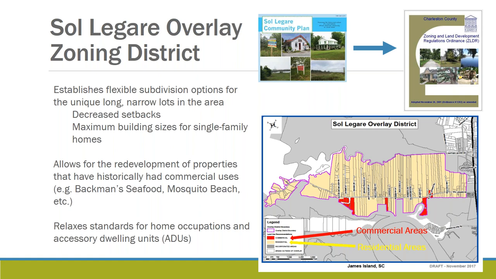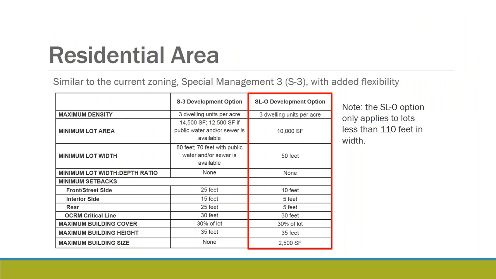And we also relaxed the standards for home occupations and accessory dwelling units. We knew that many of the residents already had home businesses and that they'd like to continue to do that or have the opportunity to do them in the future. And we also knew that there was an interest in having accessory dwelling units for family members. And historically, multiple homes had been built on lots, so we increased the maximum building size for accessory dwelling units, removed the minimum lot size for accessory dwelling units, and also allowed separate electrical meters.